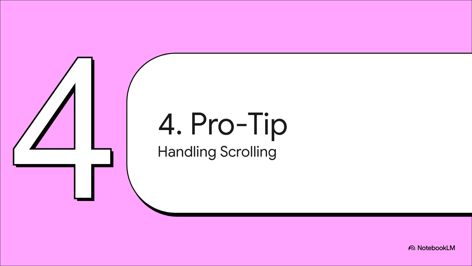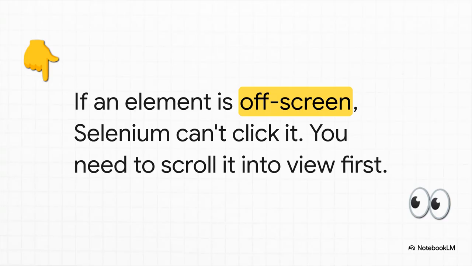Okay, time for a pro tip. This one is super important and can save you a lot of headaches. Sometimes your test will fail for a really annoying reason. The checkbox it wants to click is off the bottom of the screen. Let's fix that. You have to remember, Selenium tries to act like a real person. If you, as a human, would have to scroll down to see an element, then your script does too. Trying to click something that's below the fold is a classic way for a test to fail.